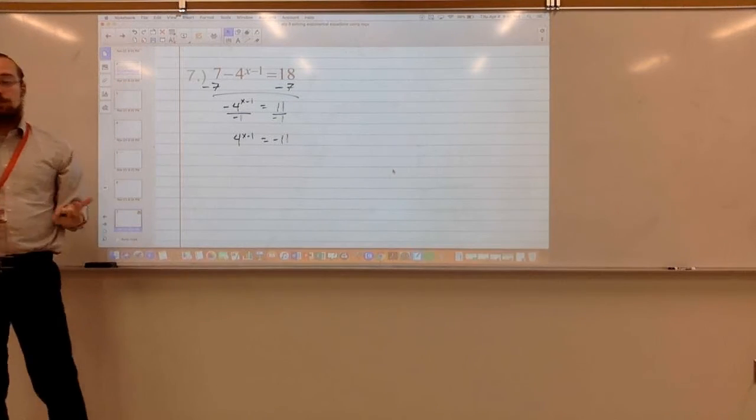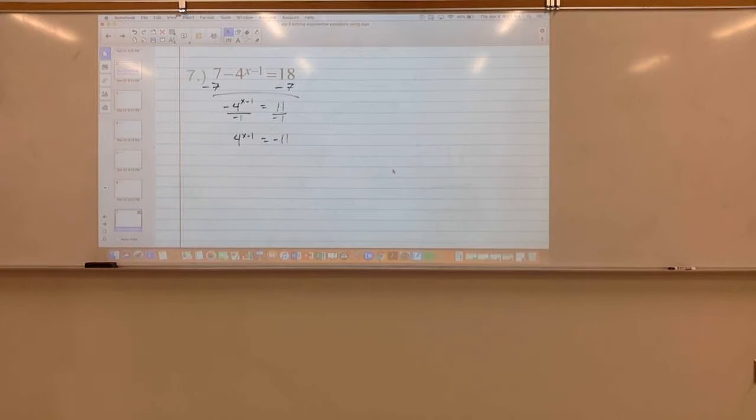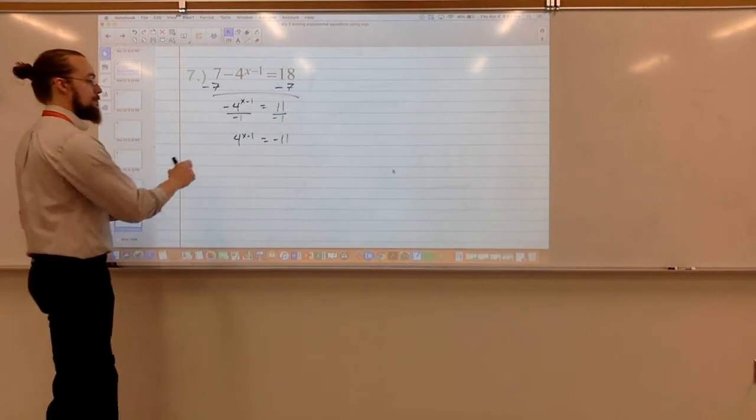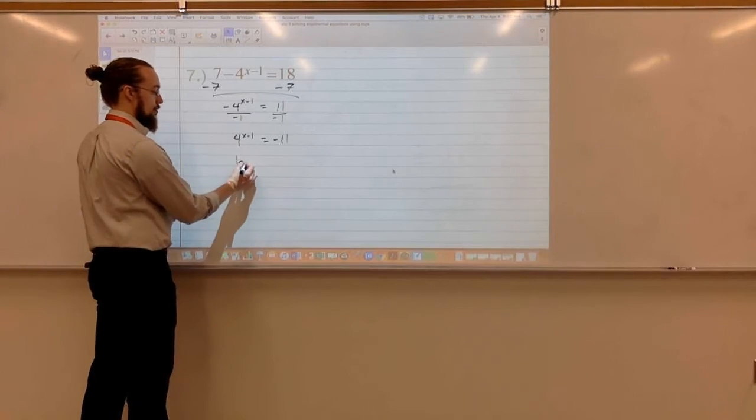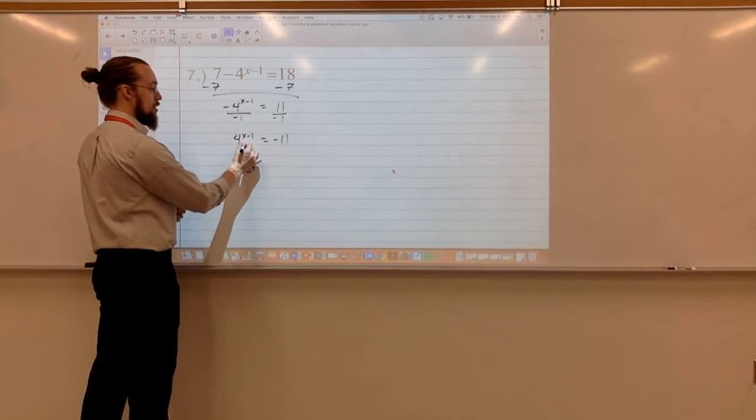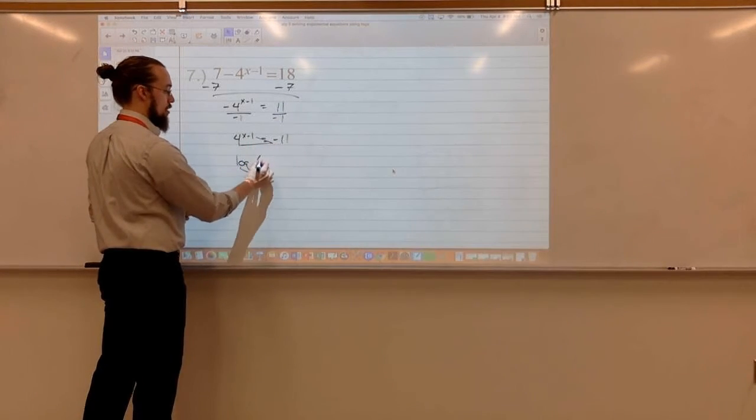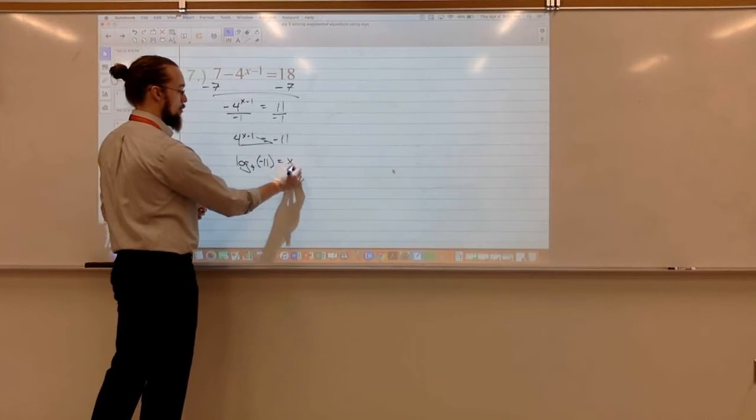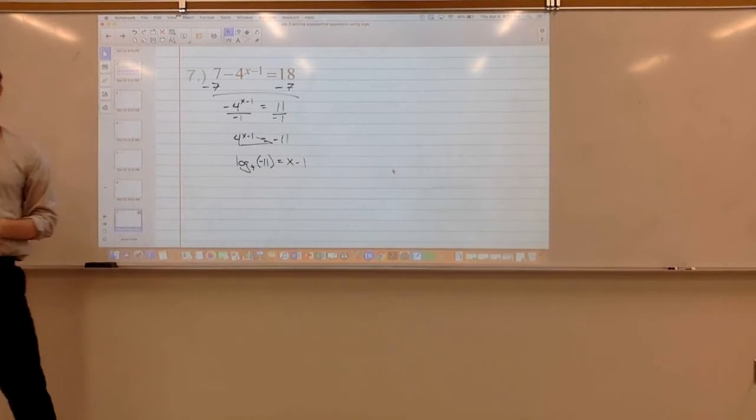Now we have the exponential by itself. Now we can rewrite this as a log. So I would have log base 4 of negative 11 equals x minus 1.